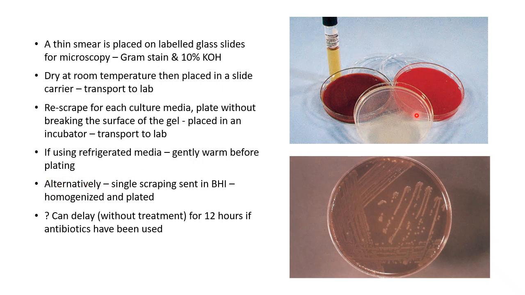If these plates are not available, you can use a single scraping and put it in BHI, which is a liquid medium, brain heart infusion broth. It is a broth. So a single scrape is just placed into the broth, which is then transported to the laboratory. It is homogenized and then it is plated on different culture media plates. This is when the culture media plates are not available.